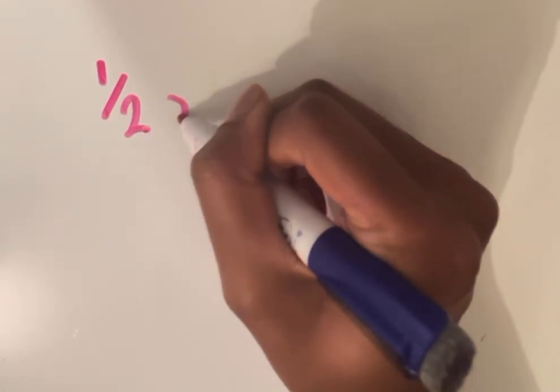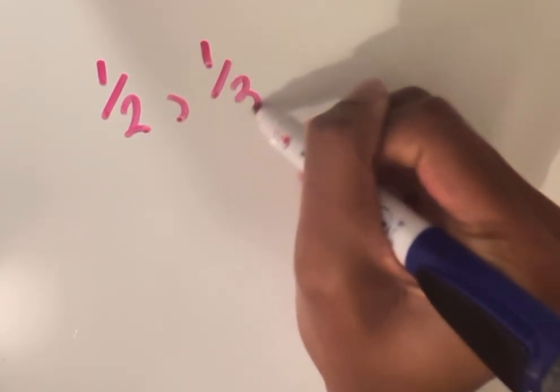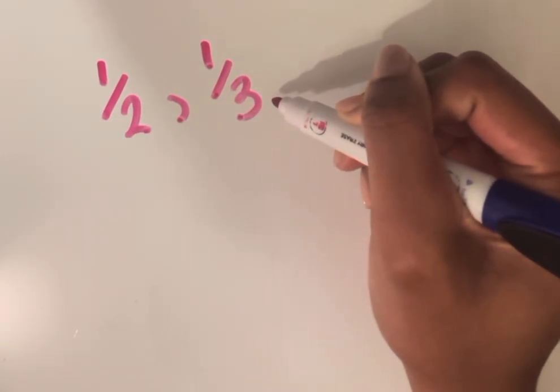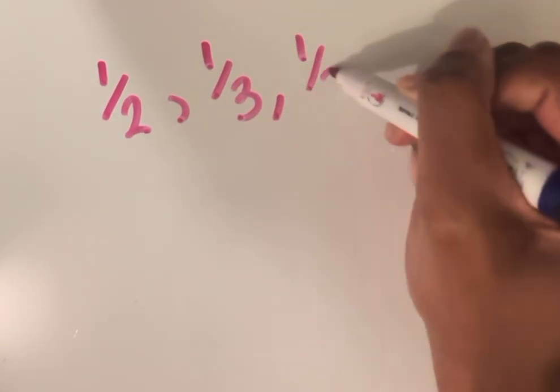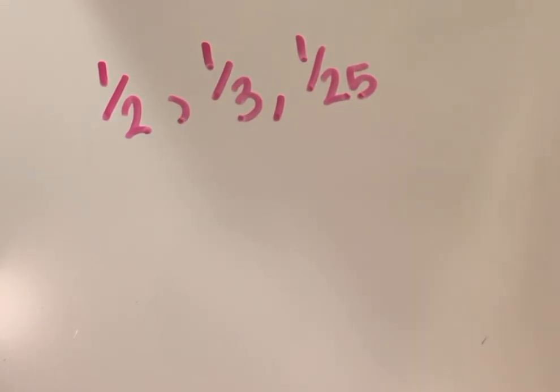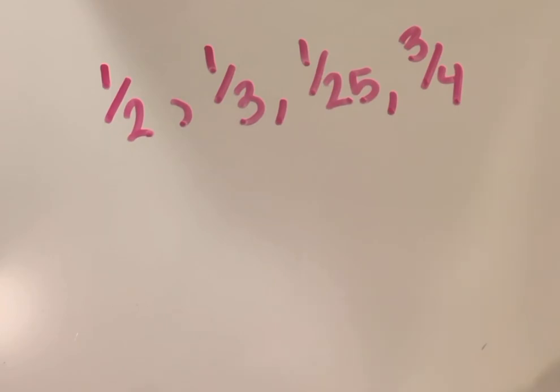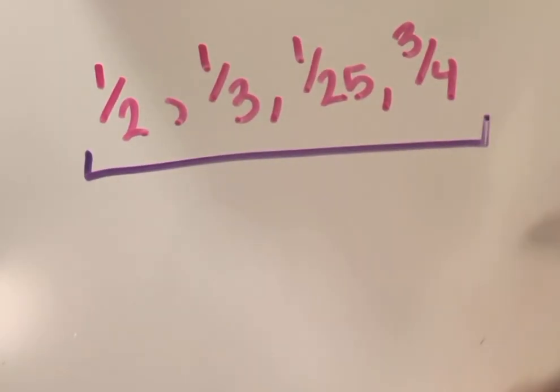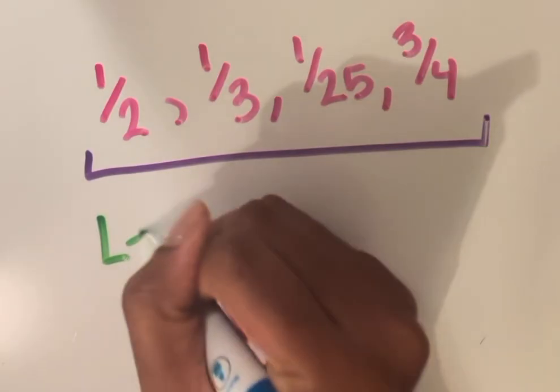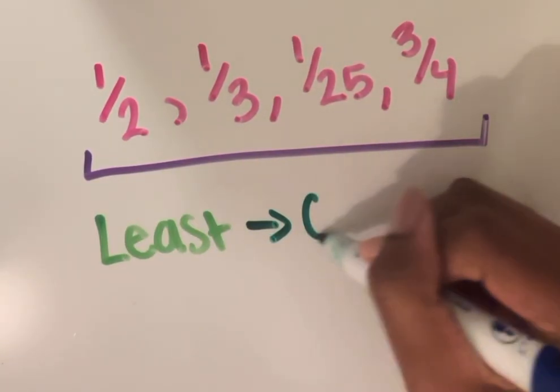1/2, 1/3, 1/25, and 3/4. So we need to rank these fractions in order from least to greatest.